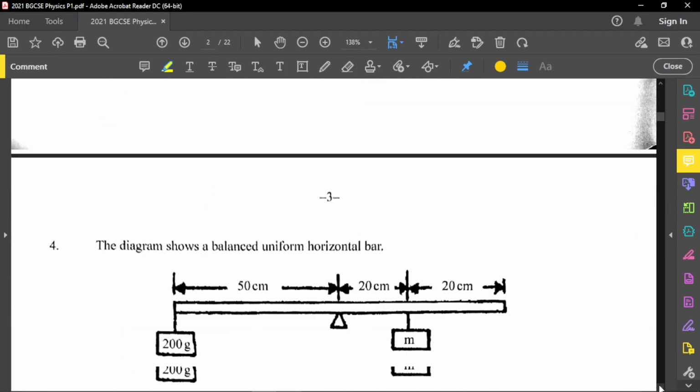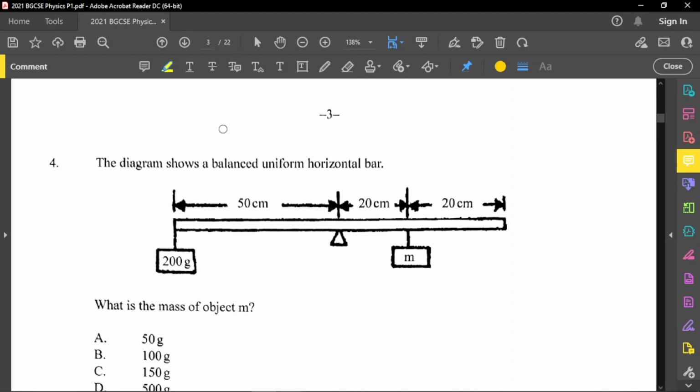All right, let's go to question number four. In question number four, the diagram shows a balanced uniform horizontal bar, and it said, what is the mass of object M?